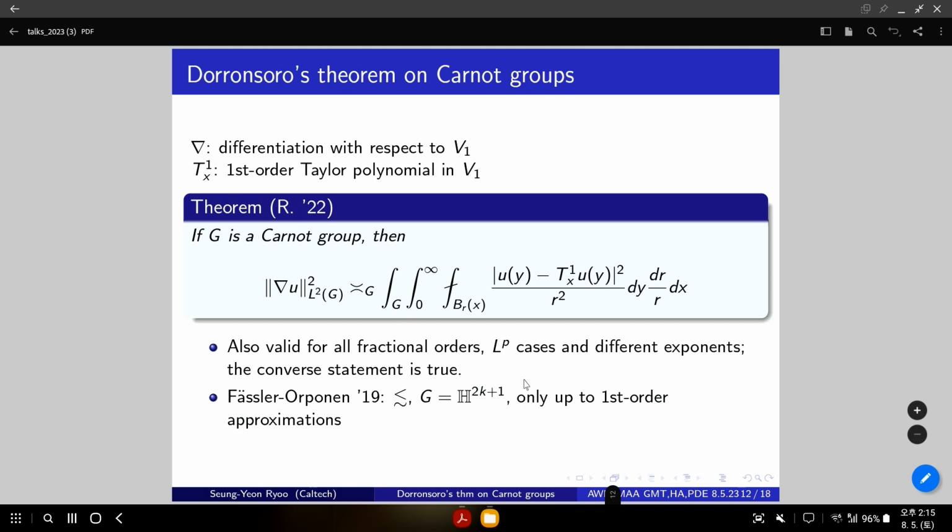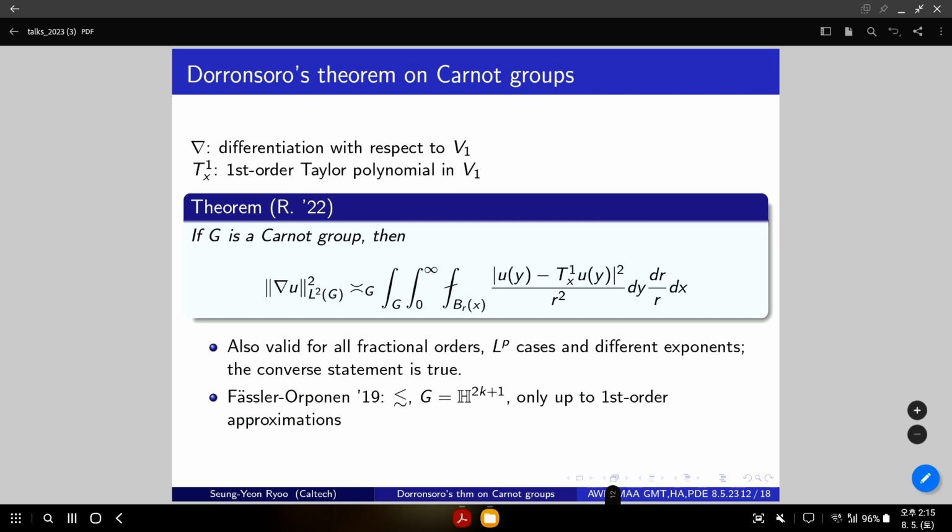So the theorem that I will present today is the following. To make the notation make sense, we have to modify the notation a bit. In this case, nabla denotes differentiation with respect to vectors in the first layer only, V1. And T at 1x denotes the first order Taylor polynomial with respect to variables in V1.